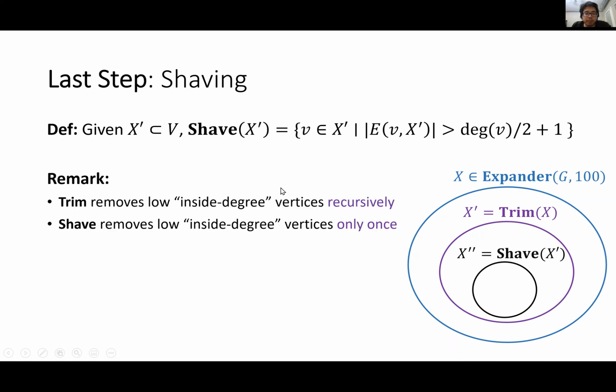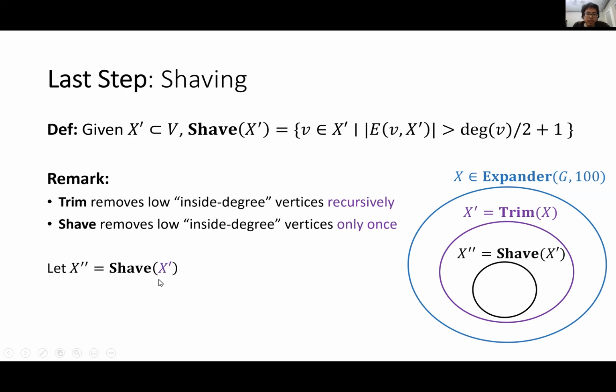Just to compare the two things, which are similar: the trim procedure keeps removing low inside degree vertices recursively as long as they exist. For shave, it just looks at all vertices in X prime and removes all of them once, but never looks again for a new vertex with low degree. It's really just removing once. Okay.